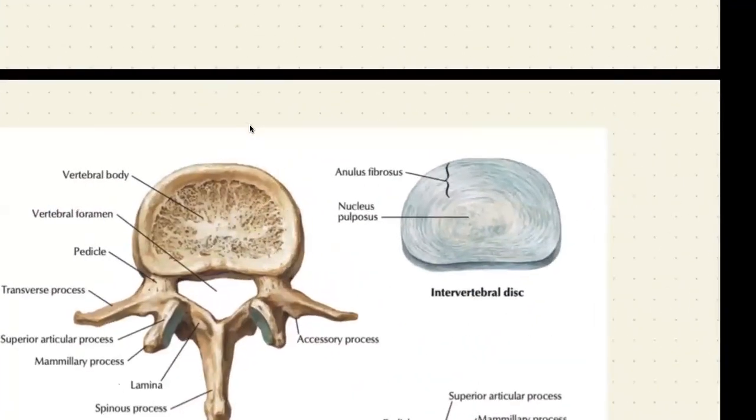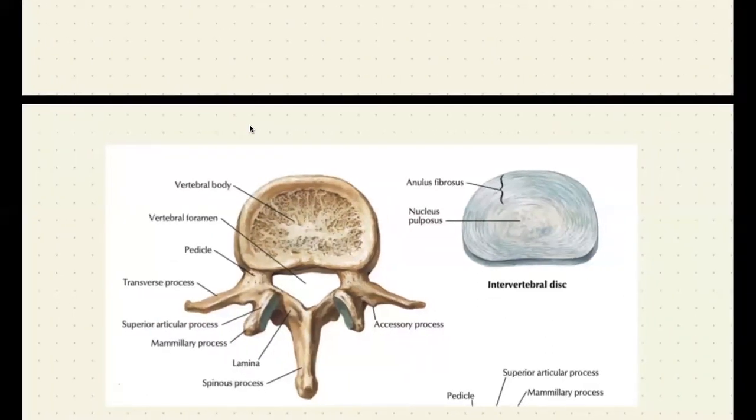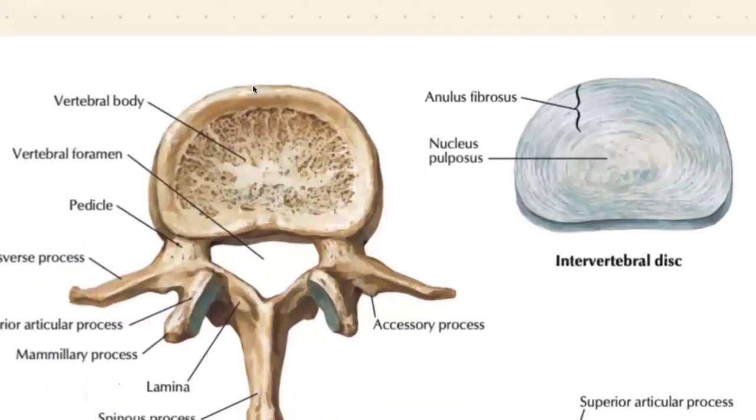Could you tell me how the intervertebral discs are formed? Yes, there is an outer fibrocartilaginous part, the annulus fibrosus, and inside there is the nucleus pulposus. Okay, that's great.